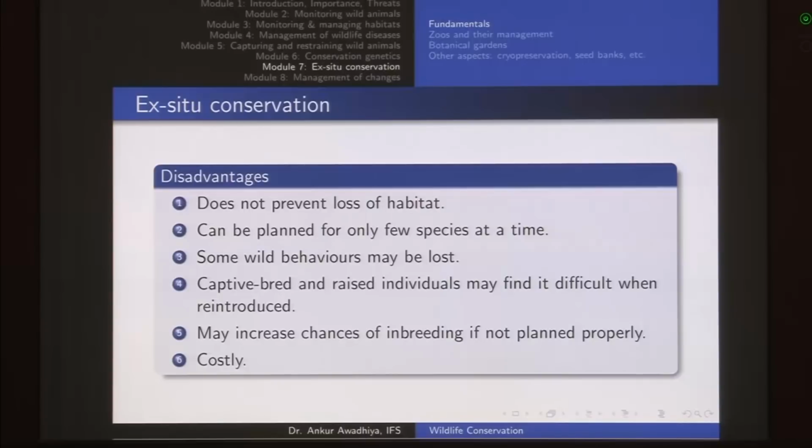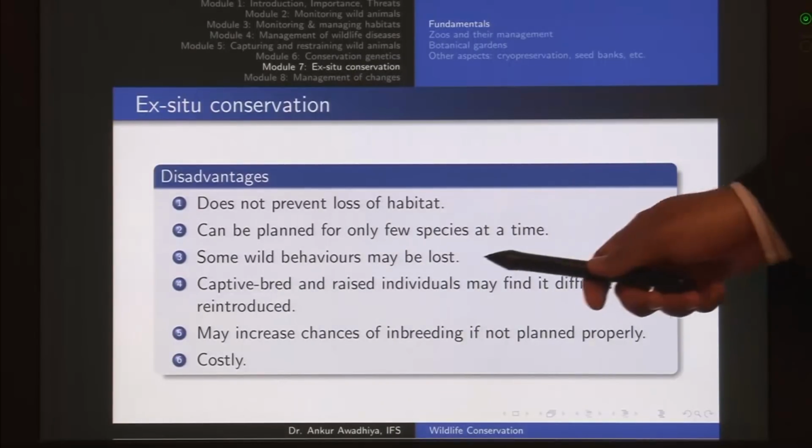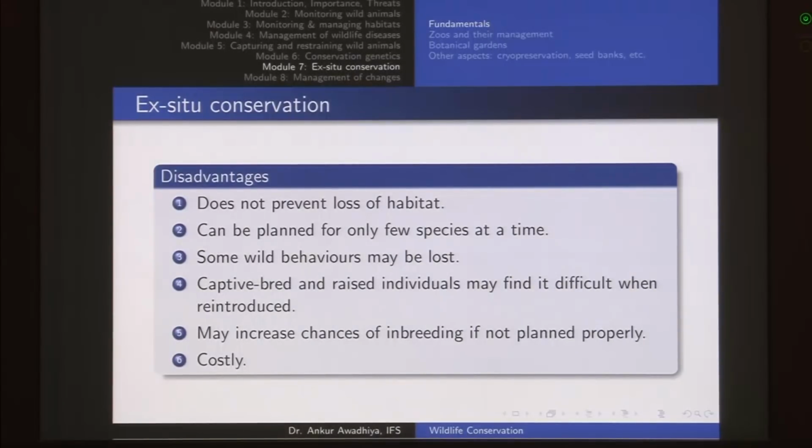Third, some wild behaviors may be lost because you are placing your animals in a completely artificial environment, so they might lose some of their wild behaviors. For instance, in the case of tigers, if there are any tigers that become orphans because their mother gets killed or runs away, we try to hand rear the cubs. But when we hand rear the cubs, they might not learn hunting as efficiently as their mother would have taught them. So in the case of ex-situ conservation, some wild behaviors continue to get lost.